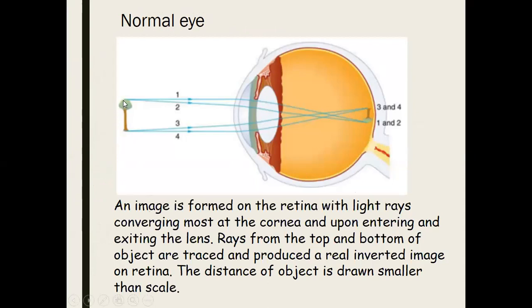This tree is the object. The ray of light will travel through the cornea and be refracted through the lens and make the image of the top over here. Rays 1 and 2 will join over here and make the image over here. Similarly, the two bottom rays 3 and 4 are also refracted at the cornea and lens and make the image over here. So you can see that a normal eye sees a real, inverted and smaller image formed on the retina. This is the normal human eye, the normal vision.